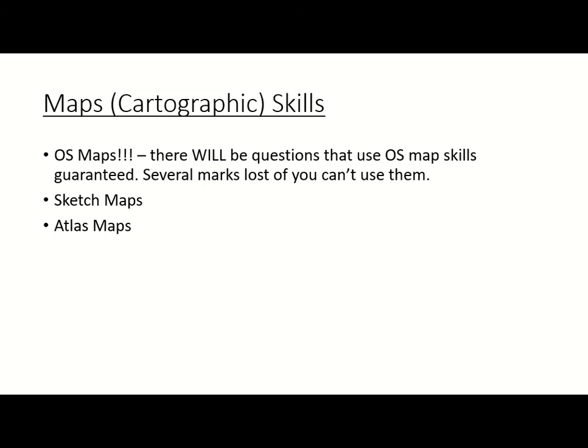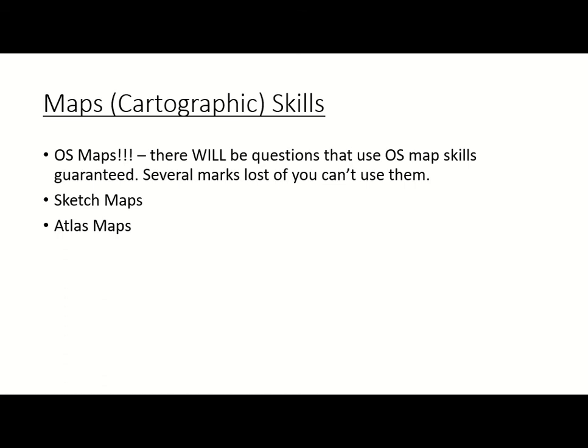So the first and most important map type that I'm going to tell you about is Ordnance Survey maps, or OS maps. And these maps are absolutely critical when it comes to GCSE geography, because there are absolutely going to be questions that require you to use OS map skills. So if you do not know how to use OS map skills effectively, you will lose marks, and that is not something that you want to do, particularly as the majority of people find map skills fairly straightforward and therefore aren't likely to lose many of those marks. To a lesser extent, sketch maps and atlas maps will appear, but they won't necessarily carry as much weighting. So I'm going to focus most of the time on Ordnance Survey maps.